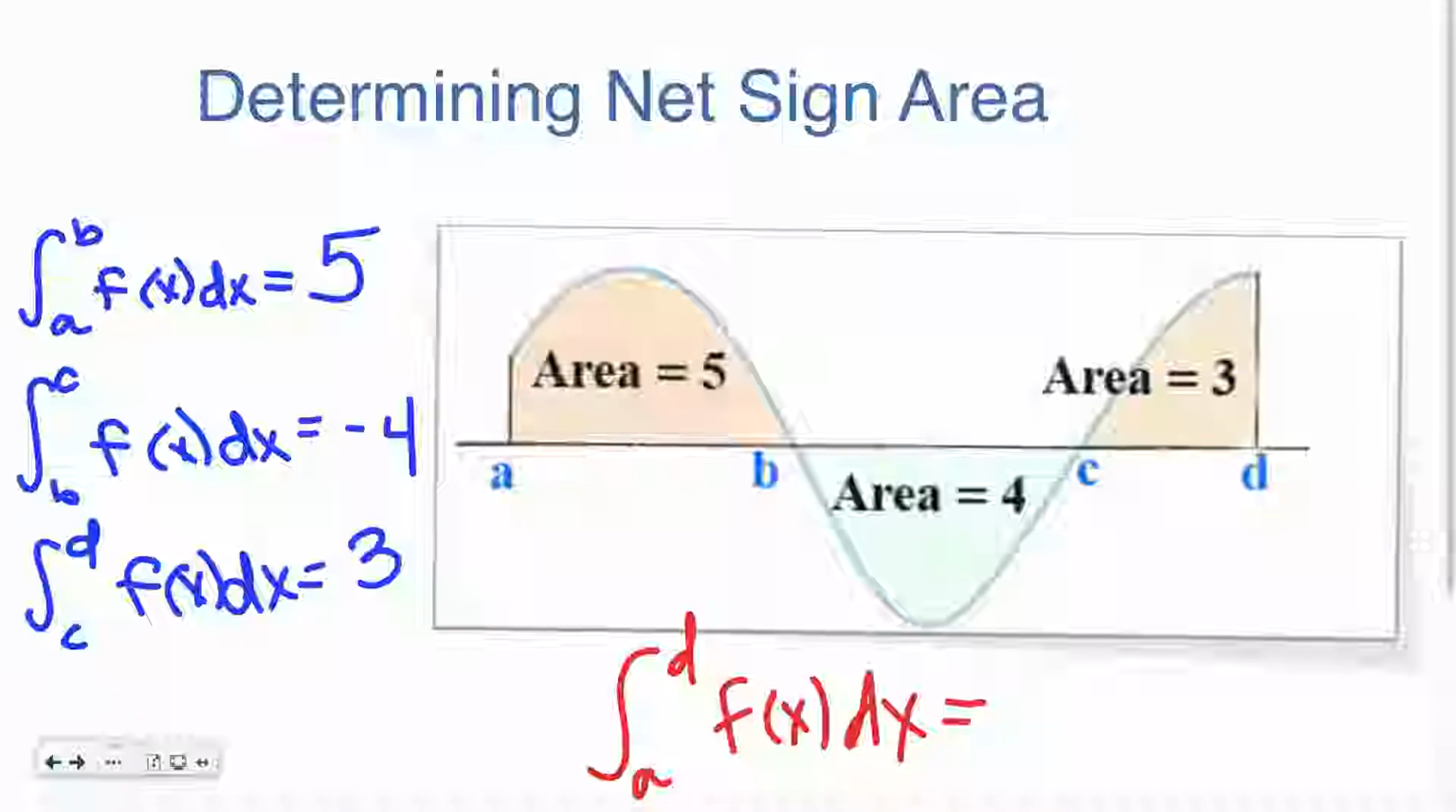So what if I asked you about the area from A to D of f of x? What? You add them all. So from A to B we have 5, from B to C we have negative 4, from C to D we have 3. So total we have an area of 4.